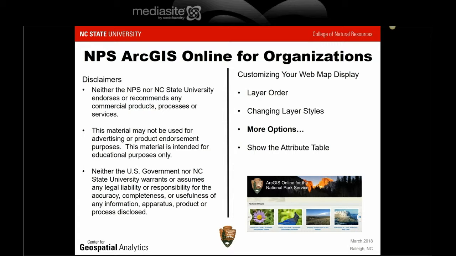And you can change the layer styles. How does it look? And more options. We'll talk about that. And I want you to notice these three little dots, these ellipses here. That's very important. And you can also show the attribute table. You can look at the underlying attributes, not just in the pop-up, but you can look at all the attributes of the features. So let's get started.